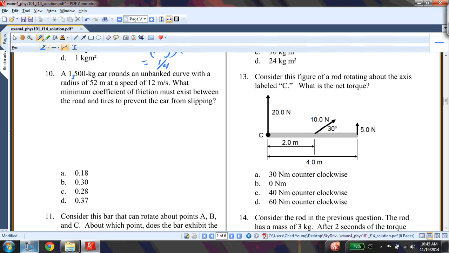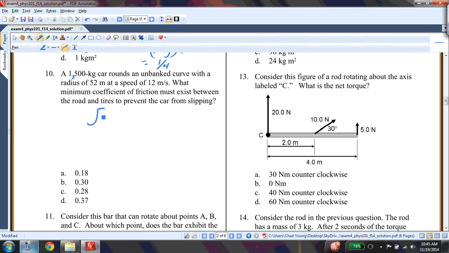A 1,500 kilogram car rounds an unbanked curve with a radius of 52 meters and a speed of 12 meters per second. What minimum coefficient of friction must exist between the road and tires to prevent the car from slipping?